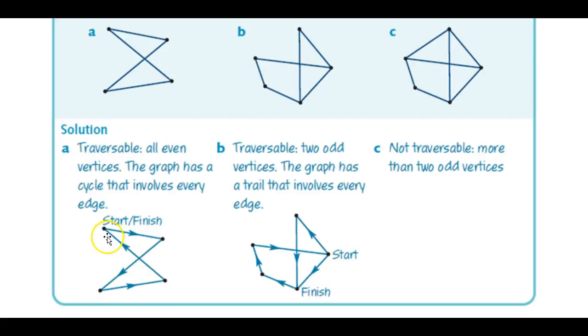There's one example. In the second one, the vertices have degrees 2, 2, 3, 3, 2. So exactly 2 vertices are of an odd degree. That means you can traverse the graph as long as you start at one of the odd vertices and end at the other. Here you can see an example of that. In this final graph, the degrees are 2, 3, 3, 3, 3. Well, we have 4 odd degree vertices, so it's not traversable at all.